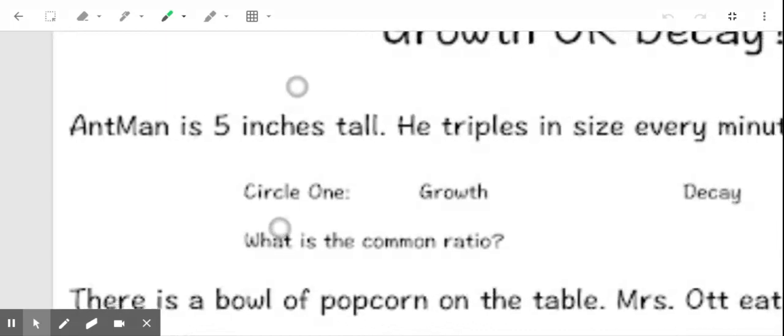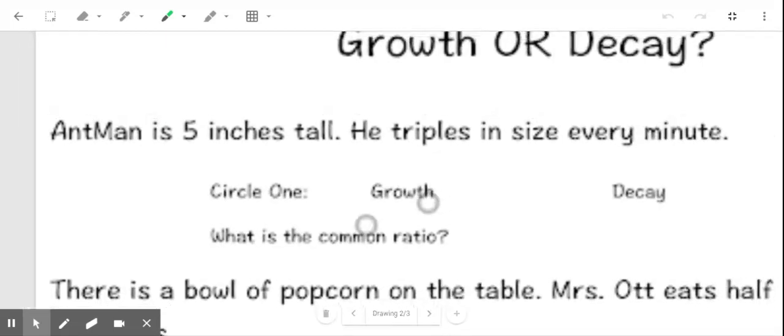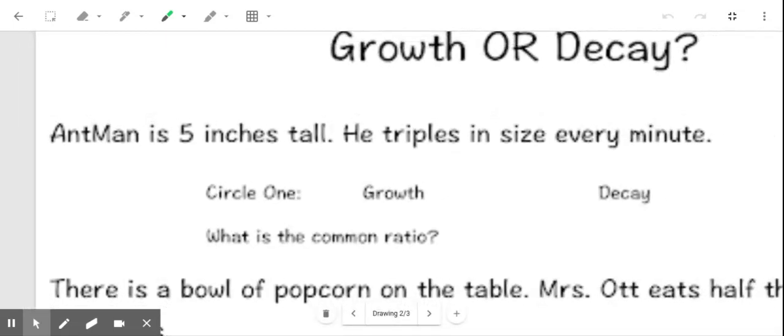All right, so Ant-Man, we all know this little guy. It was a great movie. Ant-Man and the Wasp might be even better, but Ant-Man is 5 inches tall. He triples in size every minute.